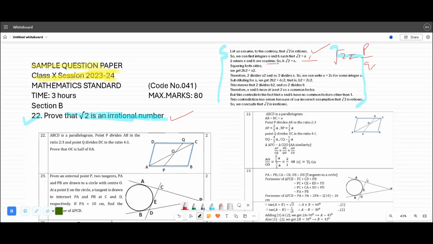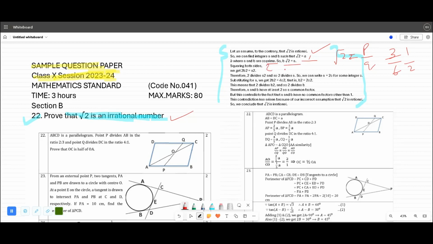That means there is nothing common between them, they will not cancel against each other. If you write 3 by 6, they are not co-prime, so 1 and 2 would be the co-prime numbers for this. That is what they mean by this. So that means b root 2 is equal to a.